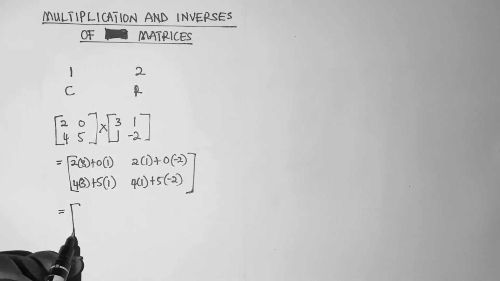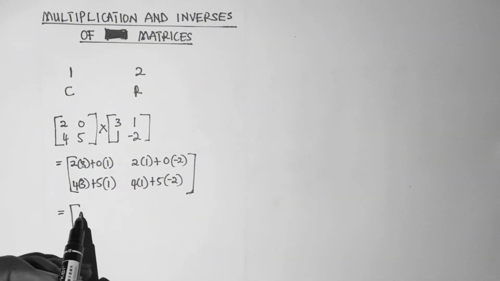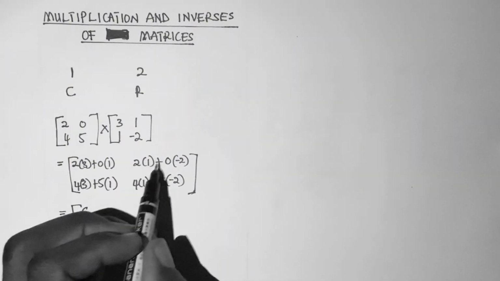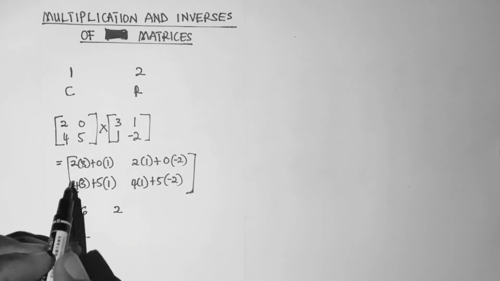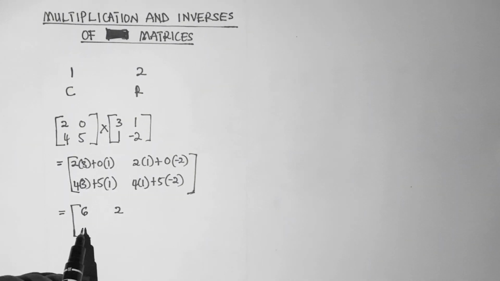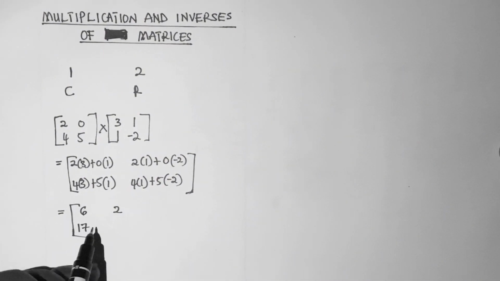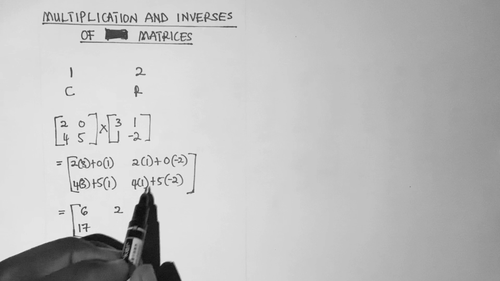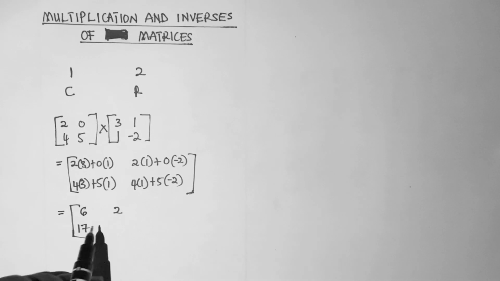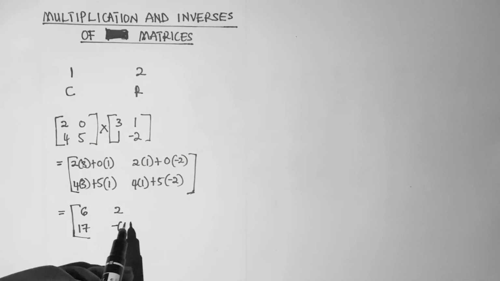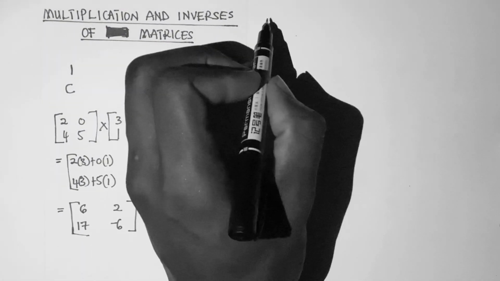So if we further simplify, 2 times 3 is 6, plus 0 times 1 is 0. 6 plus 0 is 6. Then 2 times 1 is 2, plus 0 times minus 2 is 0. So here is also 2. Then 4 times 3 is 12, plus 5 times 1, that's 17. So here is 17. And then 4 times 1 is 4, then plus 5 times minus 2, that's 4 minus 10, which is the same as minus 6. So this is the result of that multiplication. So let's take another example.